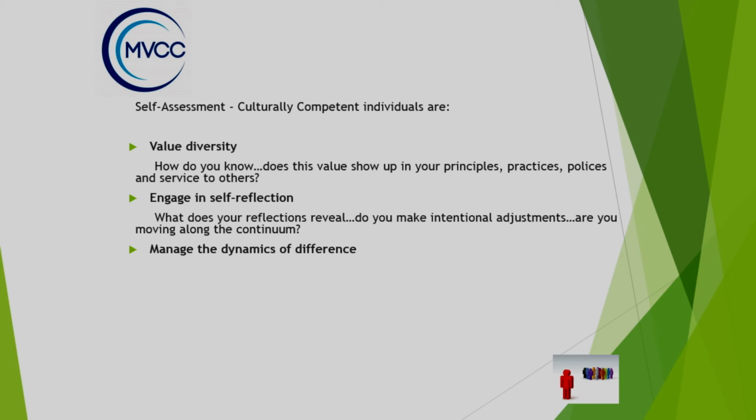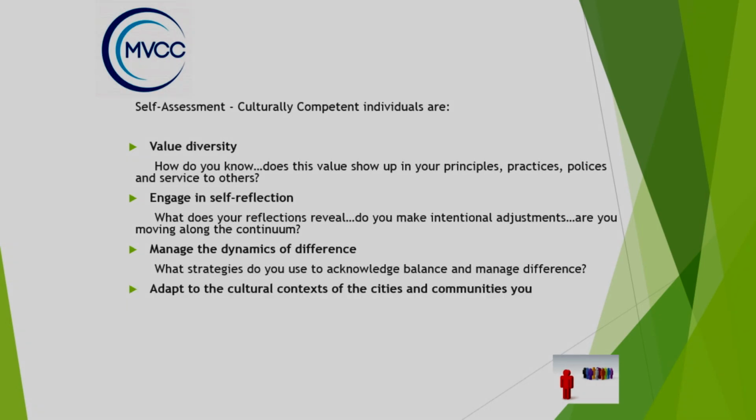Manage the dynamics of difference. Again, knowing the strengths and what your coworkers are bringing to the table will help you reflect in the dynamics of managing the differences. And just remember what strategies are in place in your teams, in your departments, in your cities to help understand this so you can work and thrive better together. Adopt a culture context to the cities and communities that you serve. So again, going to the schools, going to community resource centers and understanding what your city is made up of will help you be able to serve your city better.